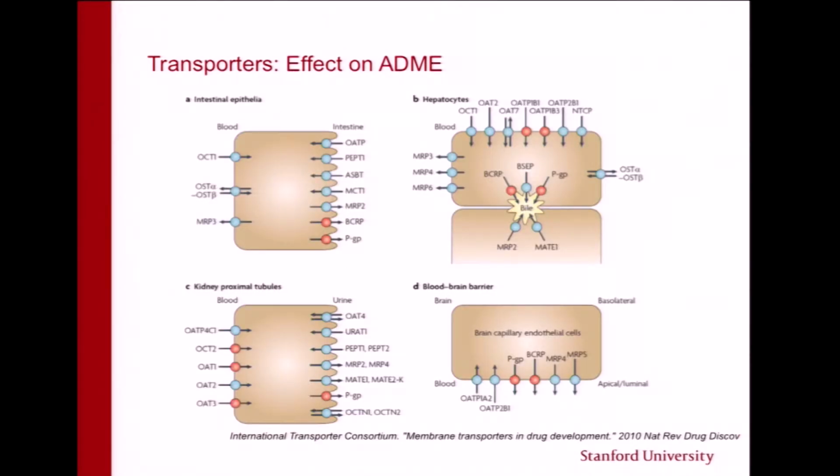So this image shows different important barriers in the body. So we have the intestine, hepatocytes in the liver, in the kidney, and then also the blood-brain barrier. And this figure shows that at each of the transition points between these organs and the blood, you have these transporters, which are the blue and the red circles. And you'll see by the direction of the arrows that some of these transporters work in influx and some work in efflux. And the composition of which transporters are where determines what compounds can get in or out of a cell at different amounts.